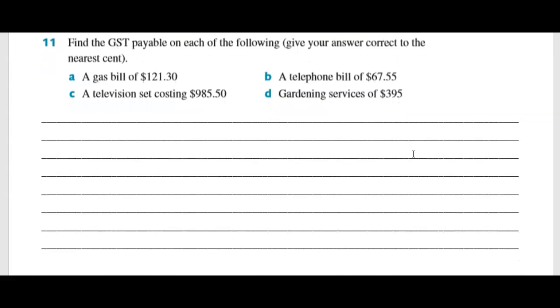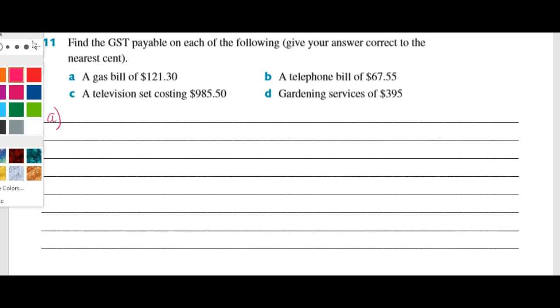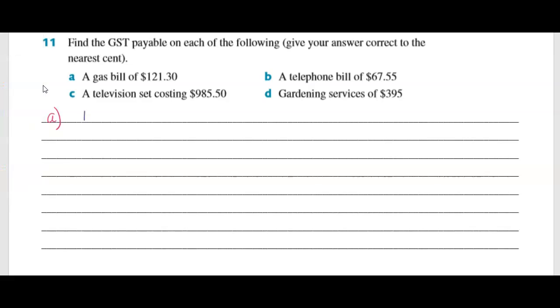All right, so question 11. Find the GST payable on each of the following. Give your answer correct to the nearest cent. We know the GST is 10%, so you can take 10% of all these. The formula, though, is amount of GST equals the cost. Whoops, hold on.